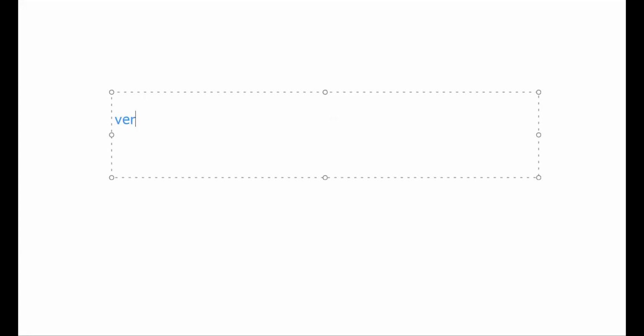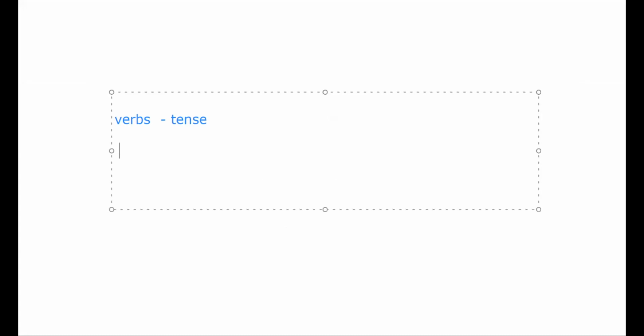So, we were talking about verbs and tense. Which time takes which form of the verb? Time and action. And in the process, I was talking about do, does, did. Okay, these are helping verbs.